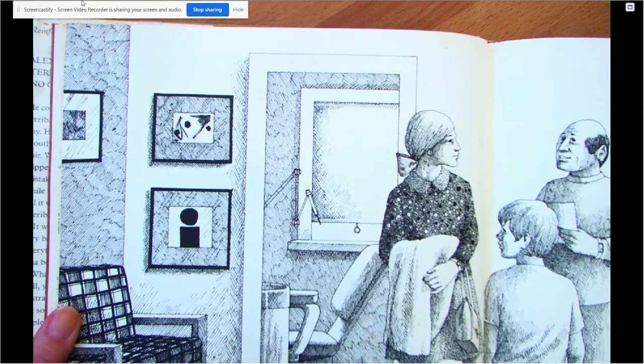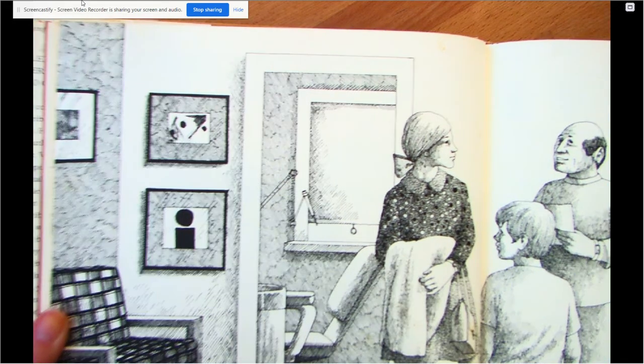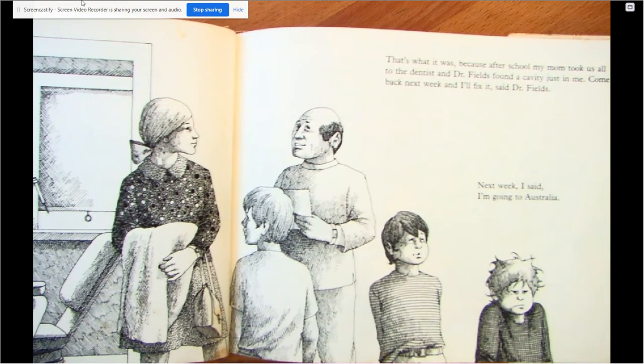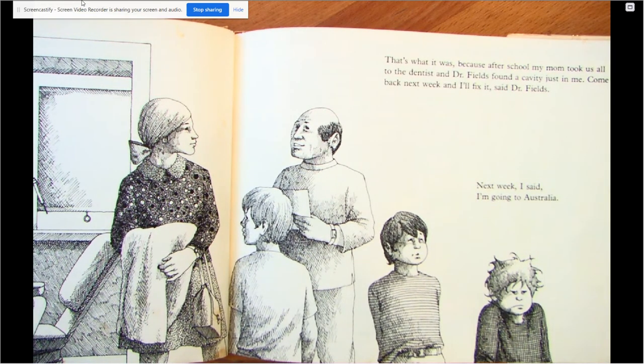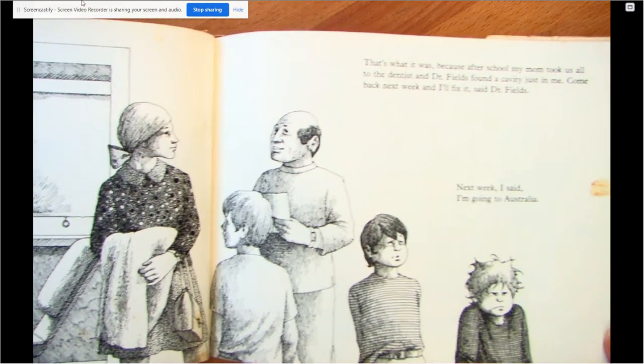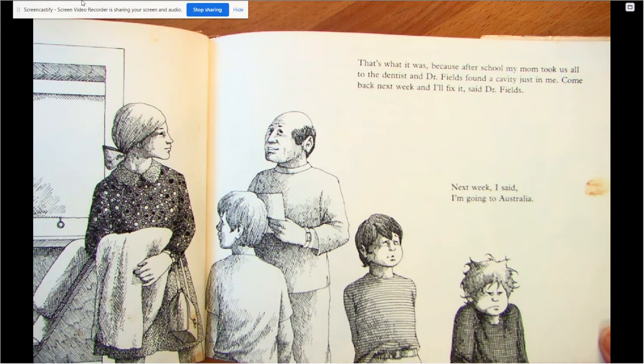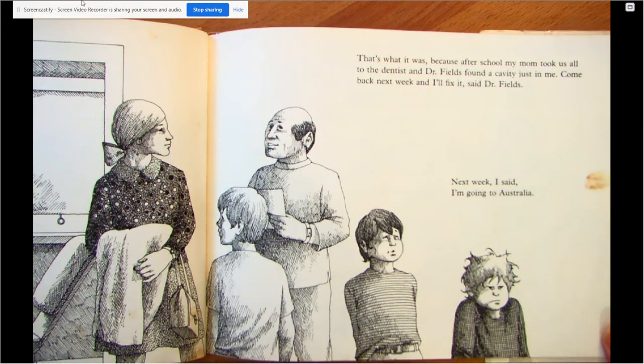That's what it was, because after school, my mom took us all to the dentist. And Dr. Fields found a cavity just in me. Come back next week and I'll fix it, said Dr. Fields. Next week, I said, I'm going to Australia.